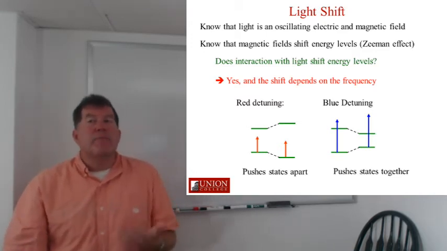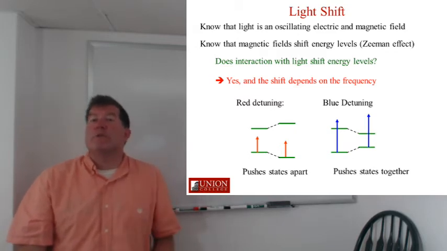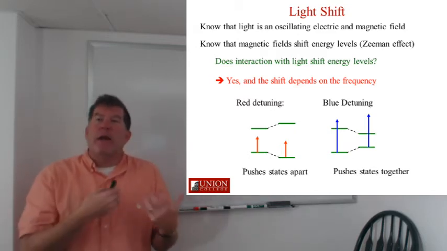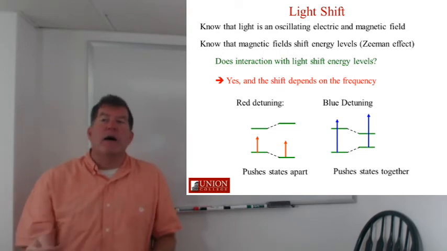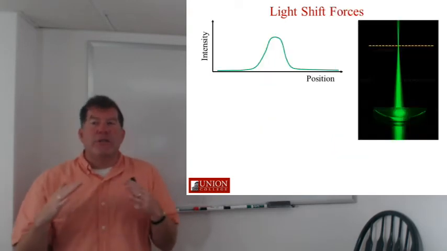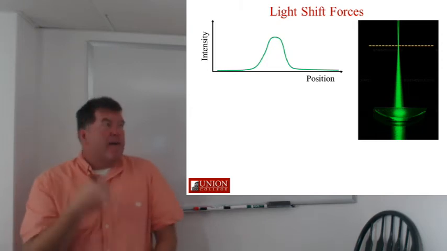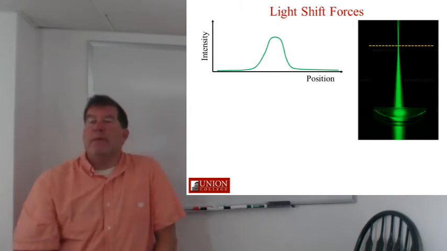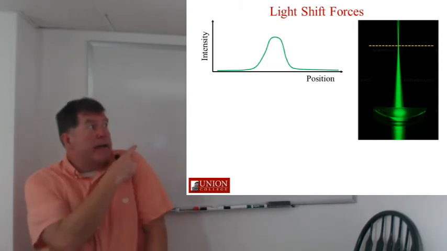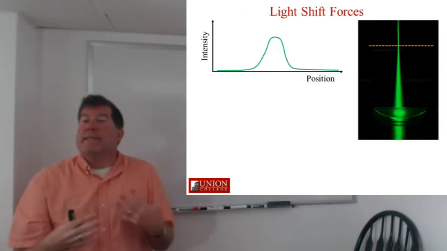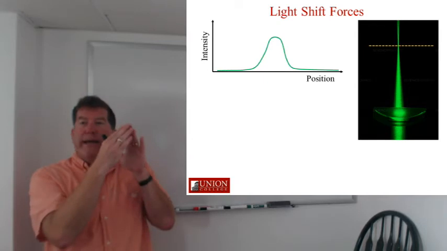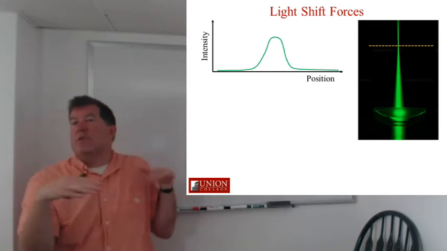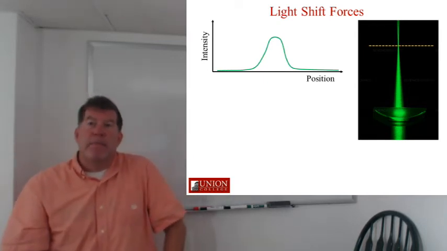And this again is something I can use to exert forces on atoms, in the same way that I use spatially varying magnetic fields. So if I take a beam of light, like a laser, and focus it down, and look at a cross section of that beam, say where that yellow dashed line is in the picture up here, what I see is an intensity that varies with position. It's brightest right in the center of the beam, and it drops off to zero as you move out to the sides of the beam.